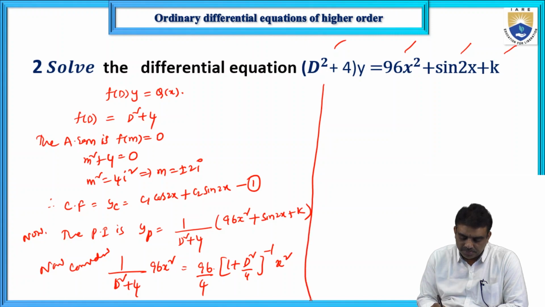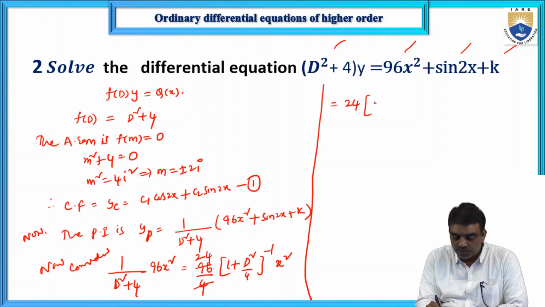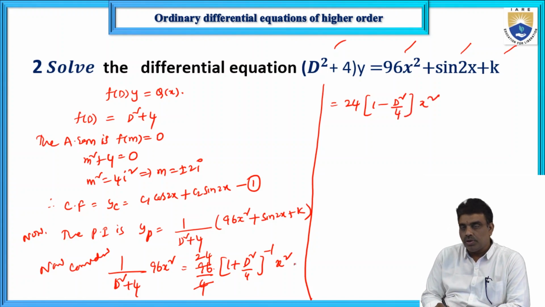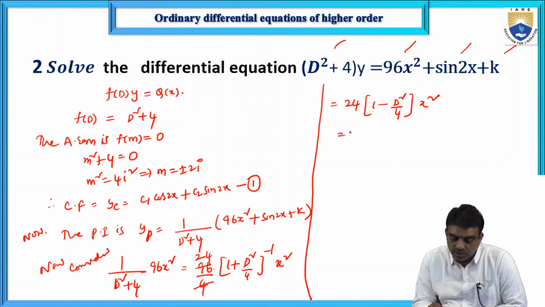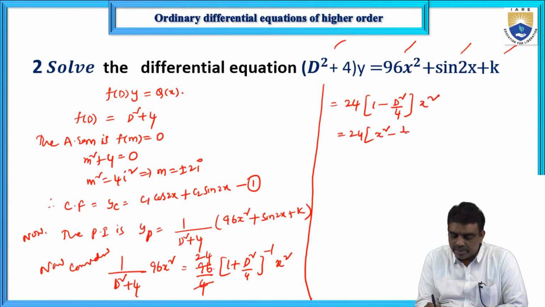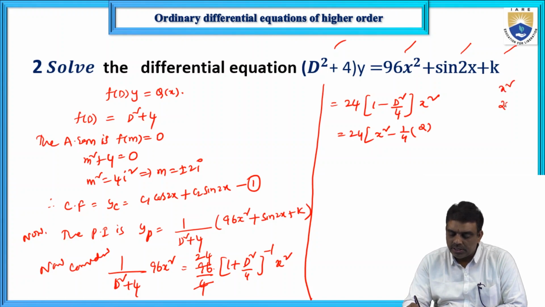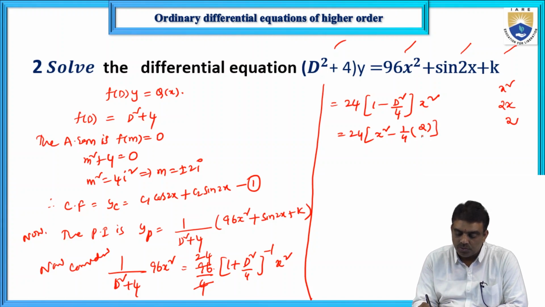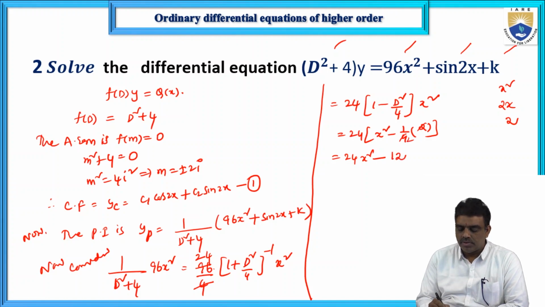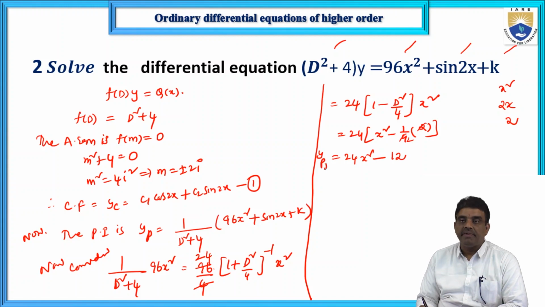So this will be 24 into 1 minus D square by 4 of x square. Neglecting the higher degree terms, 24 into x square minus 1 by 4 into D square of x square. D of x square is 2x, and differentiating again it is 2. Then it is 24x square minus 12. This is the first integral, yp1.